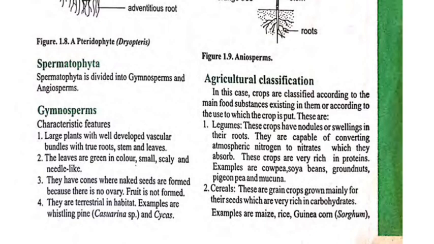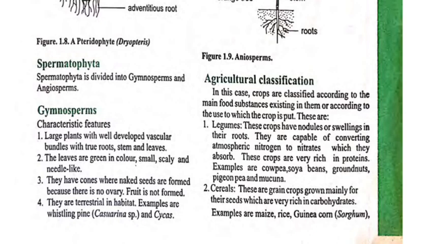Alright, so now gymnosperms is a subphylum under spermatophyta. Gymnosperms have well-developed tissue. As I said, the spermatophyta itself contains the most advanced plants. One distinct feature is that they have no ovary, and you know that when it comes to fruit formation, the fruit is formed from the ovary, while the seed is formed from the ovules. So since they have no ovary, fruits are not formed.